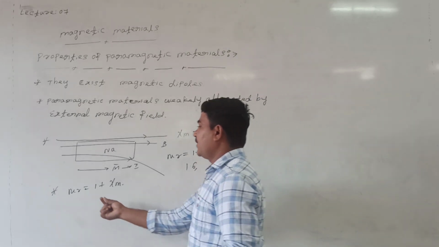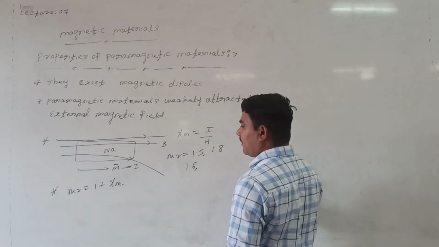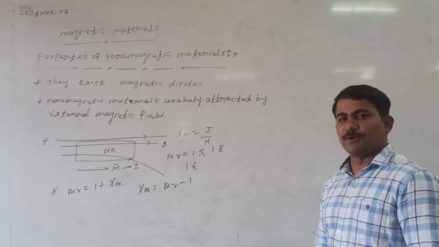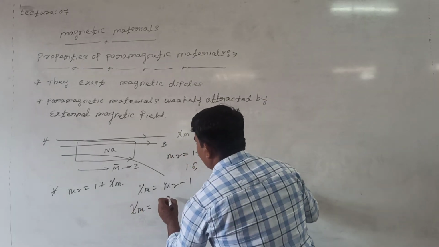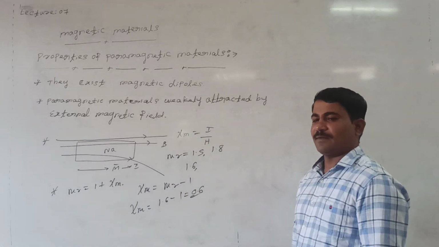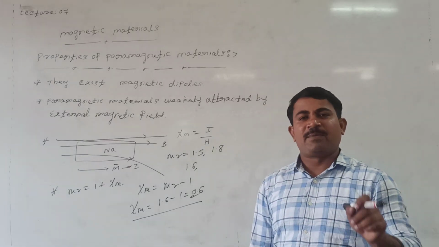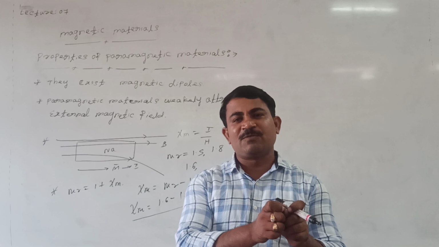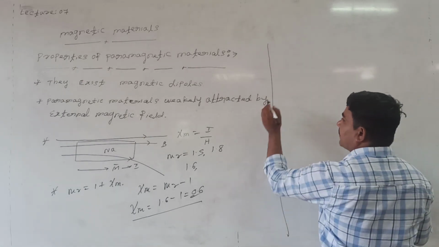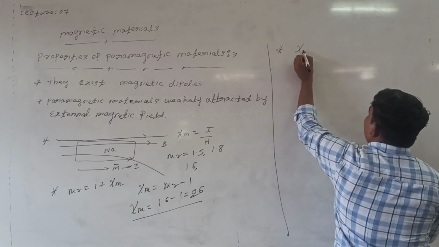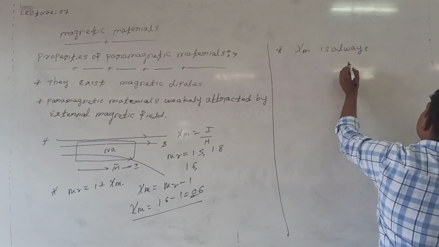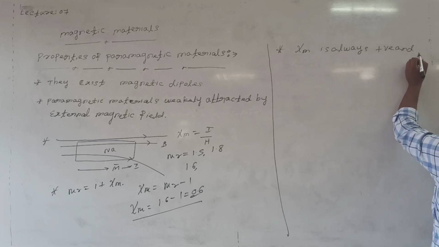If mu r is this value, then what about the magnetic susceptibility? Shall I take one example? Xm is equal to mu r minus 1. For example, taking mu r as 1.6, Xm is 1.6 minus 1, which is 0.6. Then from this what can you confirm? Magnetic permeability is more, and magnetic susceptibility is always positive but less than 1. Shall I take the fourth property? Magnetic susceptibility of a paramagnetic material is always positive and must be less than 1.